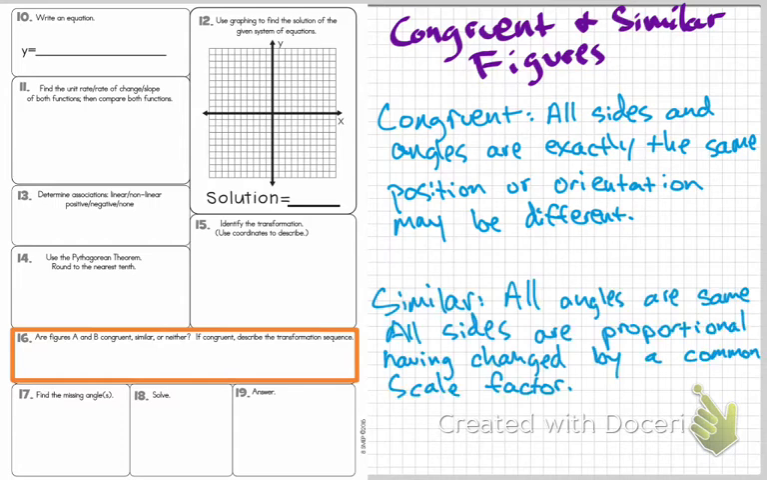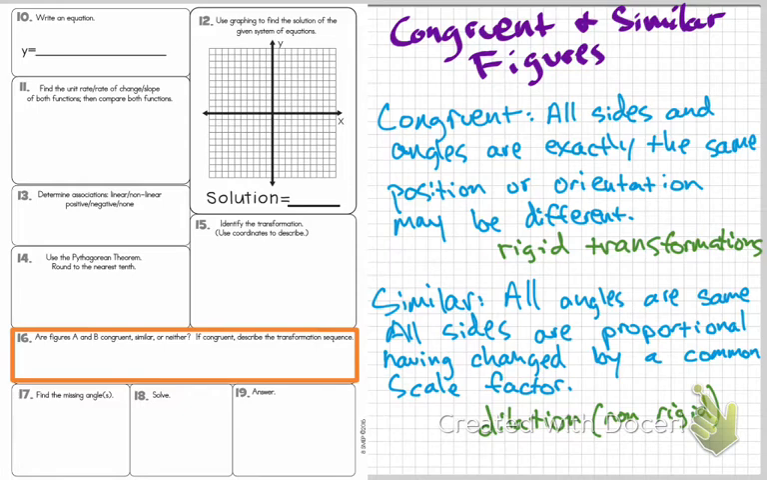When we describe similar shapes, we're describing shapes where all of the angles are the same. However, all of the sides are proportional, having changed by a common scale factor. And again, relating this to question 15, these are going to be dilations, where our shape has either gotten bigger or smaller, but is still in proportion to itself. And then obviously, if the shapes that we're looking at don't meet either of these definitions, then we would simply say that neither of those things were true.